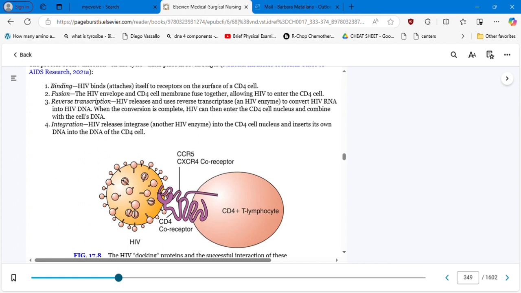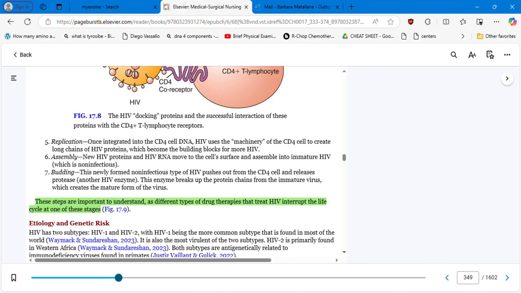The virus releases integrase, another HIV enzyme, into the CD4 cell nucleus and inserts its own DNA into the DNA of the CD4 cell. Now in stage 5, replication, 6, assembly, and 7, budding, this newly formed non-infectious type of HIV pushes out from the CD4 cell and releases protease, another enzyme. This enzyme breaks up the protein chains in the immature virus, which creates the mature form of the virus.